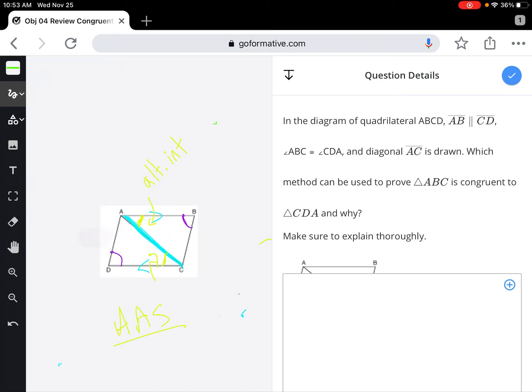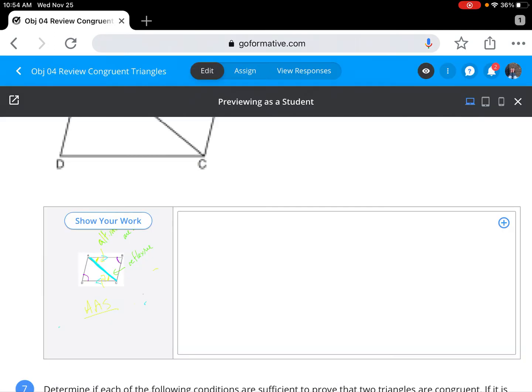Actually, this is not a great color, is it, guys? So alternate interior angles are congruent. And then this was because of the reflexive property, so you're just going to put all of that in your explanation. I know that AC was congruent to AC because of the reflexive property. Alternate interior angles were congruent, so that made it angle, angle, side. But you need to make sure you have that language, alternate interior angles, all of those things. Okay.